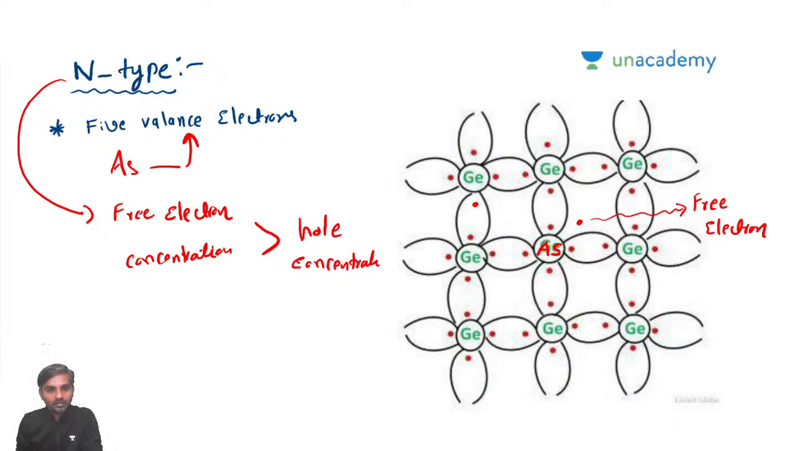Remember this. For an N-type semiconductor material, the free electron concentration will be higher when compared with the hole concentration. I can say n is greater than p.